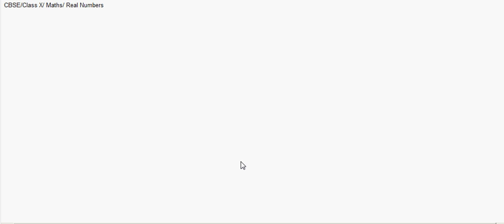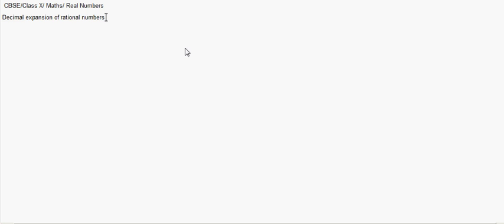We'll be taking up the last part in real numbers, like determining the nature of decimal expansions of rational numbers. I'll just write this part down. We are talking about decimal expansion of rational numbers. How will you know from a decimal expansion if that is a rational number or not?